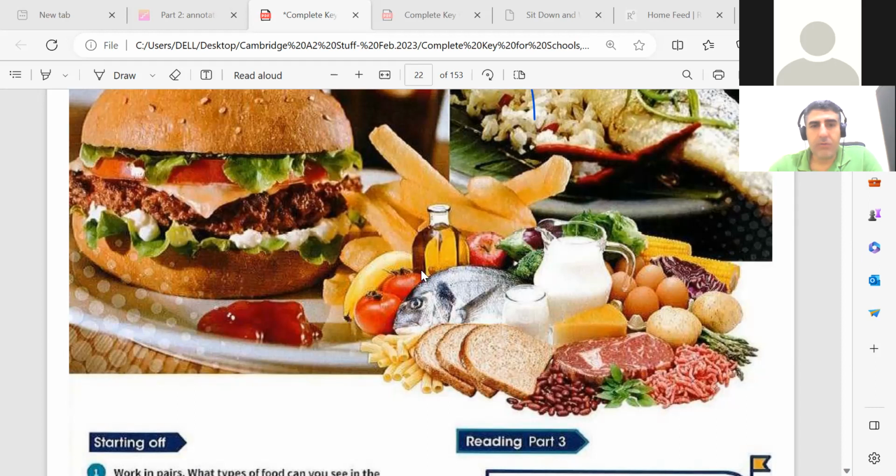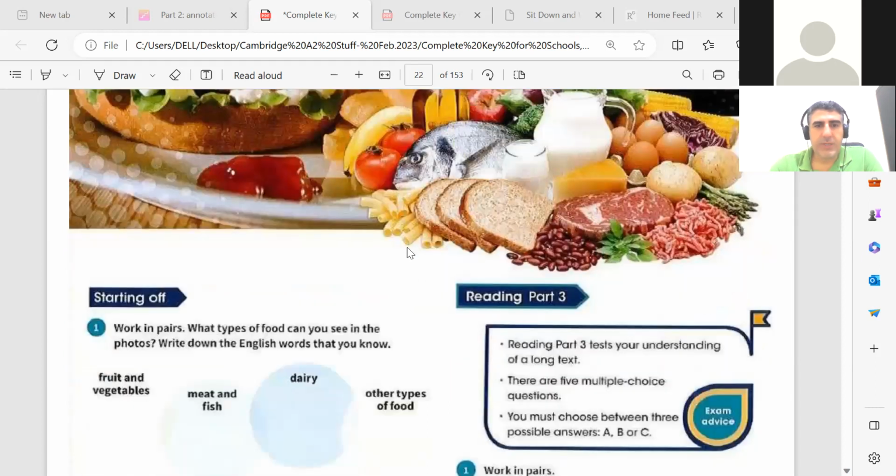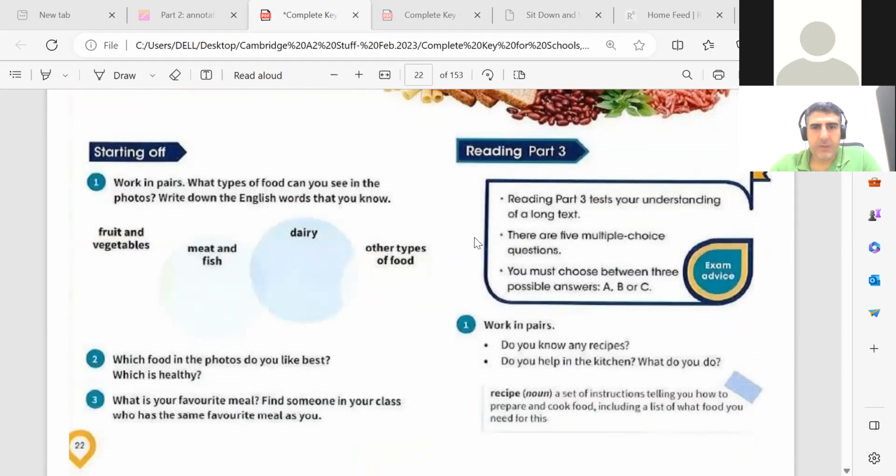Okay, so what can you see, Nawaf? Here in the three pictures, you can see different types of food. So let's try dividing them into three groups: fruit and vegetables, meat and fish, dairy, other types of food.